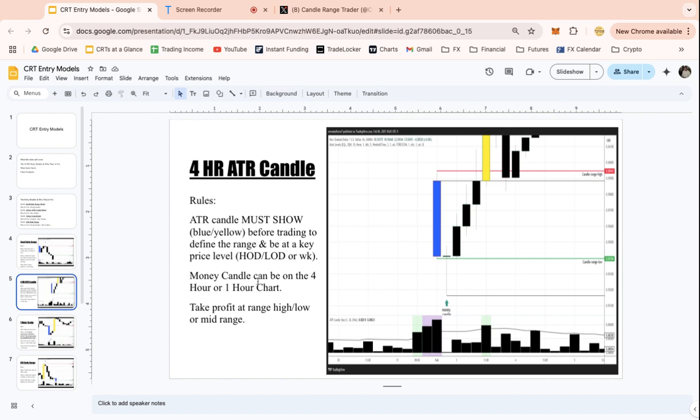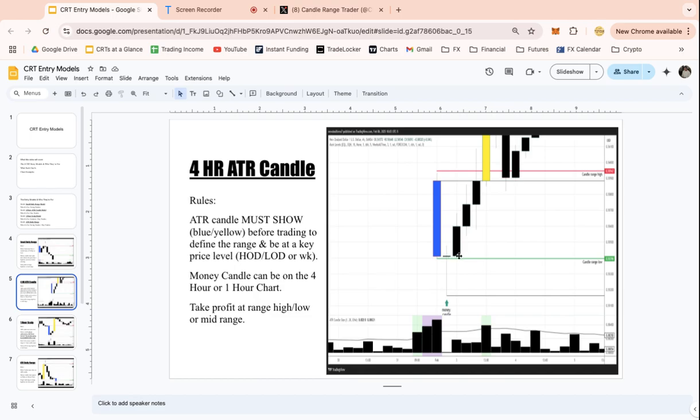Next we'll need to see our money candle. The money candle for these can be on the 4-hour or 1-hour chart. As you see here, this is just a straight 4-hour chart. 4 hours down, a 4-hour money candle, where price will spike below it and close back inside the range.